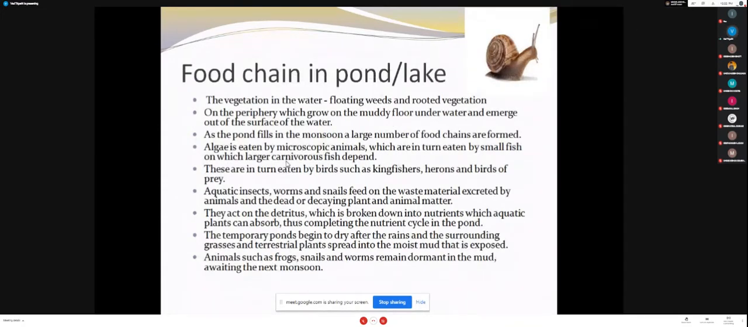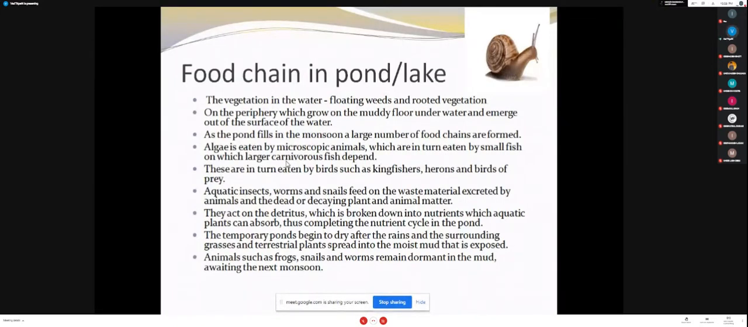Food chain in a pond or lake ecosystem varies according to the position. So from the periphery, that is from the outside region of the pond towards the center of the pond, the vegetation varies. Near the periphery, near the circumference of the pond, you will find rooted vegetation, and as you move towards the center of the pond, you will find floating weeds. And on the periphery you find a muddy floor. So the floor is muddy, and it is emerging out of the surface. How is it emerging out of the surface of water? When the water evaporates, the ground near the periphery becomes muddy. As the total volume of water decreases, that's why the periphery becomes muddy.